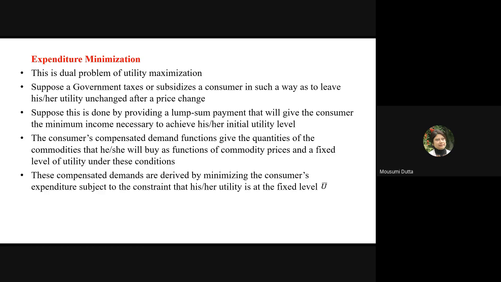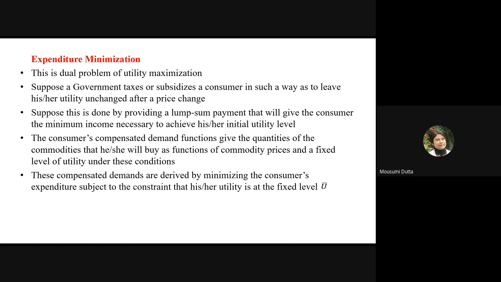Suppose this is done by providing a lump sum payment that will give the consumer the minimum income necessary to achieve his or her initial utility level. So, implicitly, I'm considering an increase in price. This is the common thing. Theoretically, it is possible to consider the reduction in relative price of the commodity. However, in our everyday life, the more familiar context is that the relative price of the commodity is increasing.